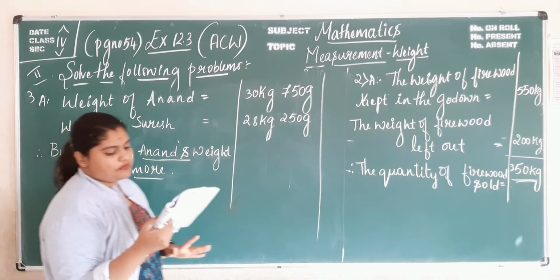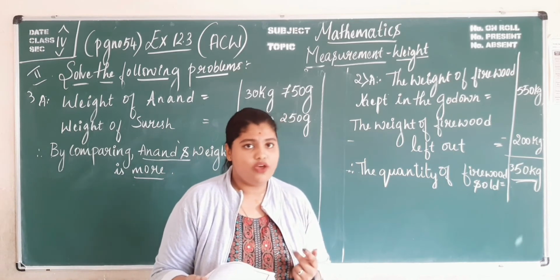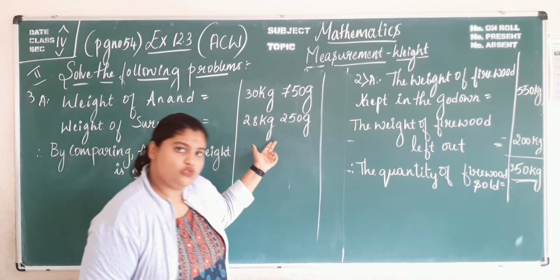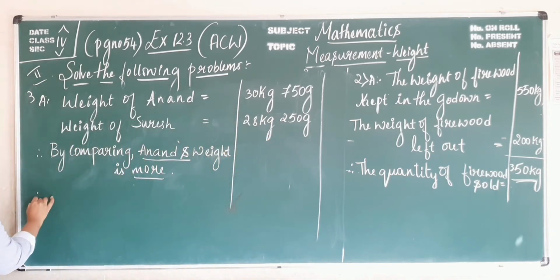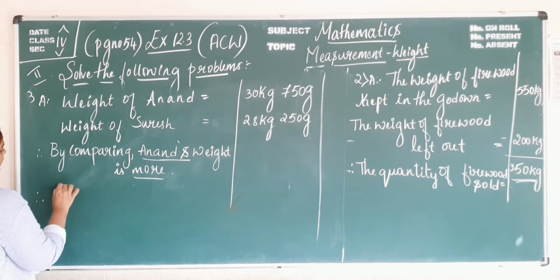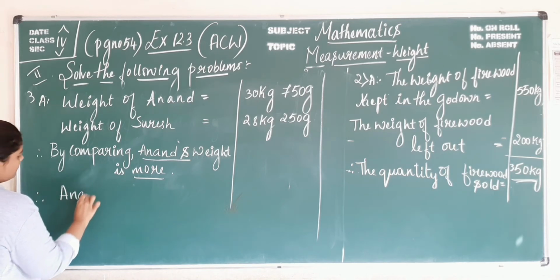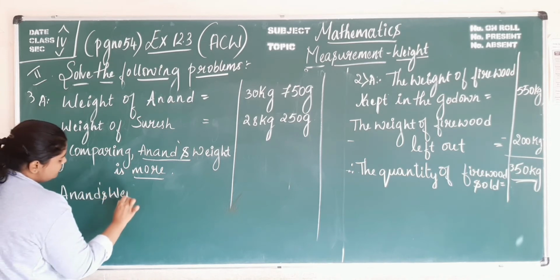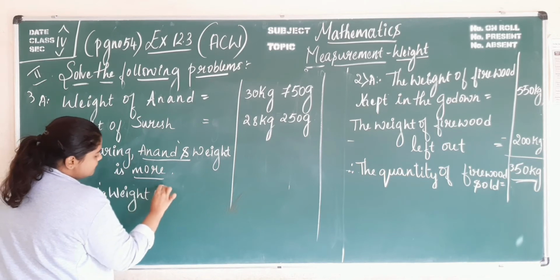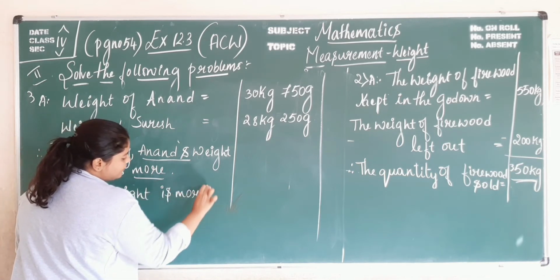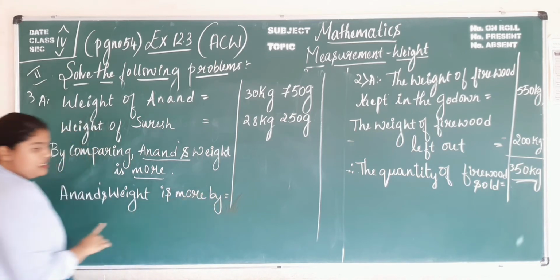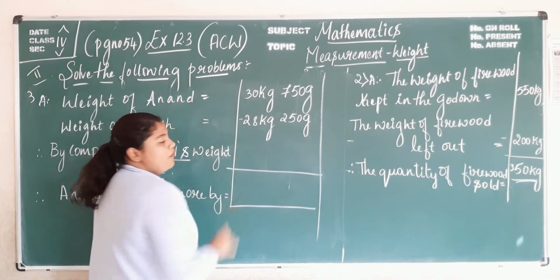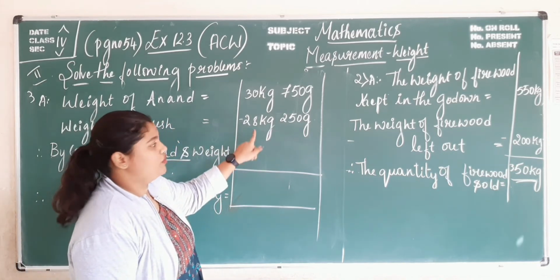So what is the next sub question? By how much? That you have to find out. We will subtract Anand's weight minus Suresh's weight. Therefore, Anand's weight is more by, that we will find out. How will we find out? We will subtract weight of Anand minus weight of Suresh.